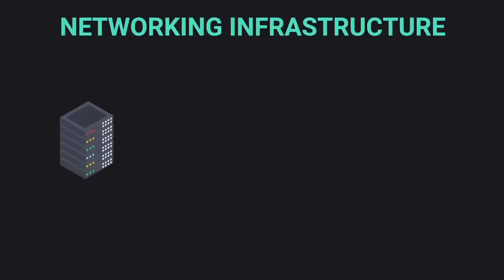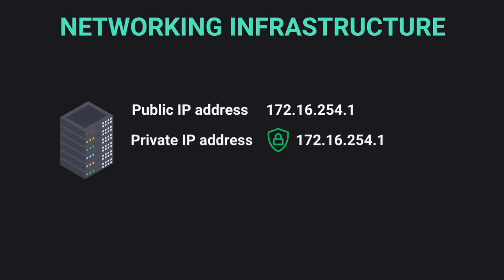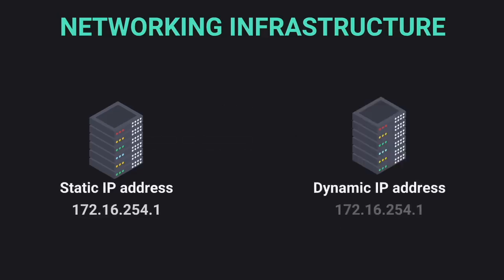And finally, let's talk about the networking infrastructure, which supports all this communication. Devices on a network have either public or private IP addresses. Public IP addresses are unique across the internet, while private IP addresses are unique within a local network. An IP address can be static, permanently assigned to a device, or dynamic, changing over time. Dynamic IP addresses are commonly used for residential internet connections.